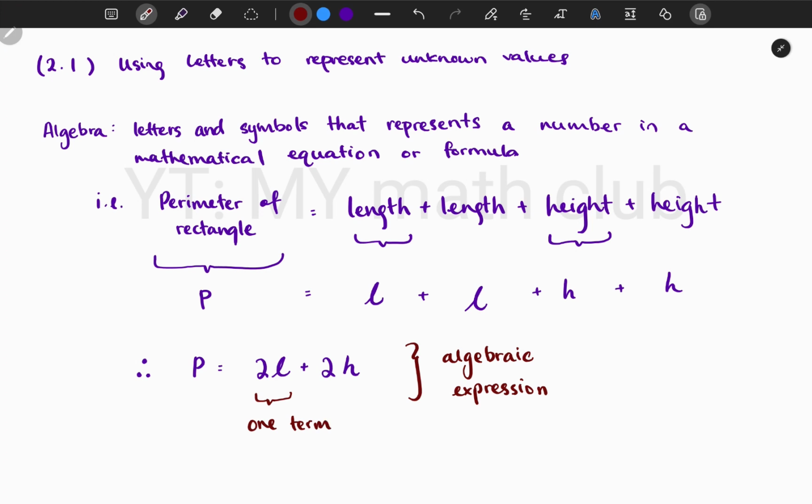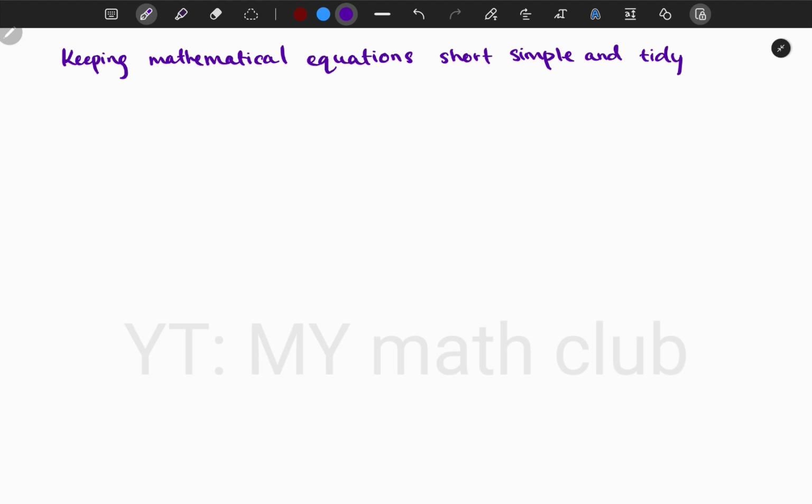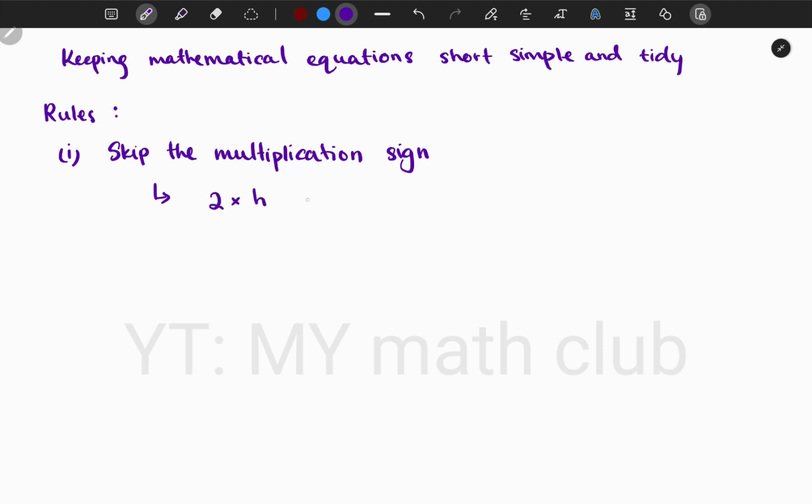Okay, so now that you have learned that algebra is just using symbols and characters to represent unknown numbers in a mathematical expression, here are a few more rules of thumb that you can apply so that you can keep your expressions short, simple, and tidy. First rule is to skip the multiplication sign, which means that when you have 2 multiplied by h, you can write it as 2h. And x multiplied by y can be written as xy.